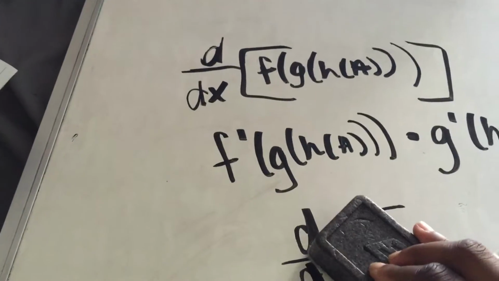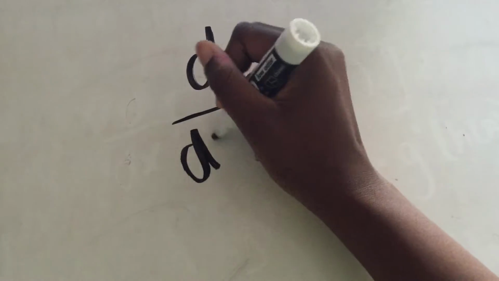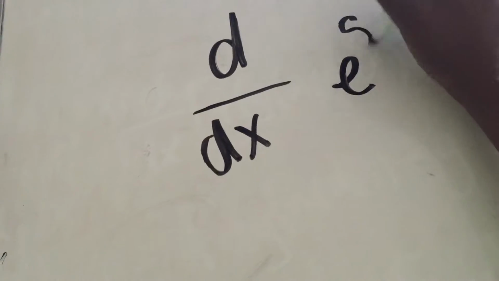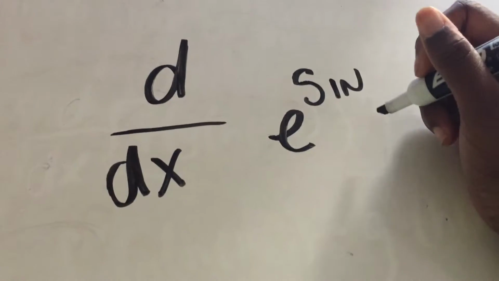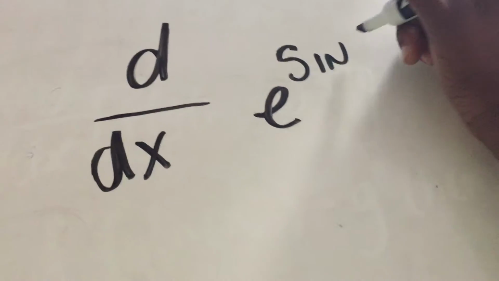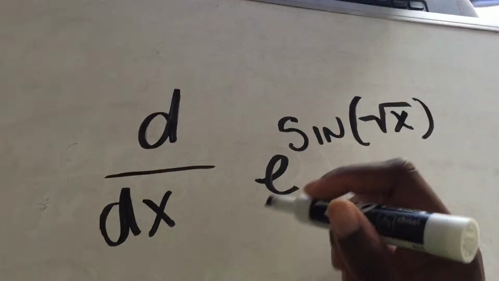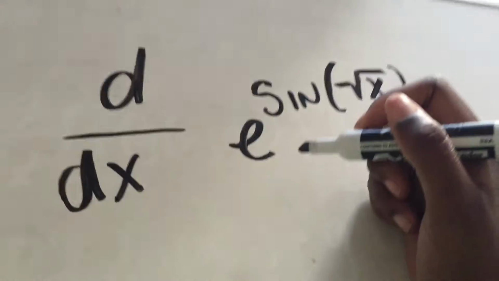Now next I'm going to be applying my rule to the derivative of e to the sine of the square root of x. Now here's my first derivative, my second derivative, and my third. Now here's what I'm going to want to do.